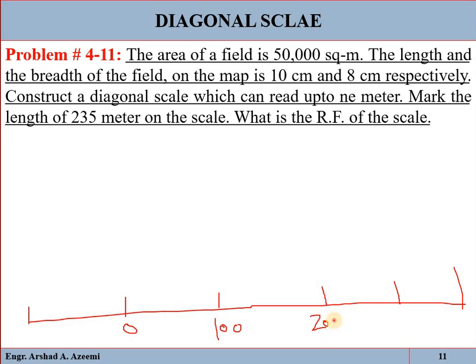measure up to 100 meter, because when we were determining the length of the scale, we multiplied the representative fraction with the maximum length which we want to measure. So the maximum length which we want to measure is 500 meter. Up to 500 meter we have to convert the dimension. So this one portion will represent 100 meter.